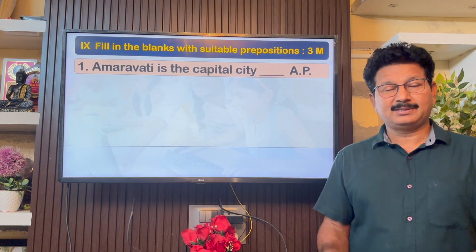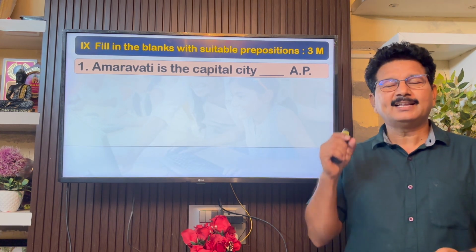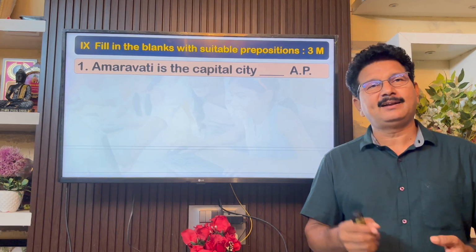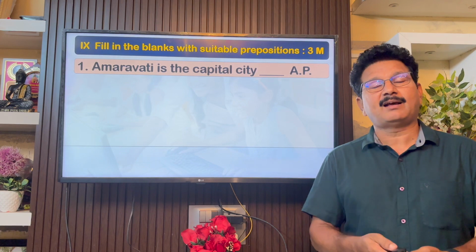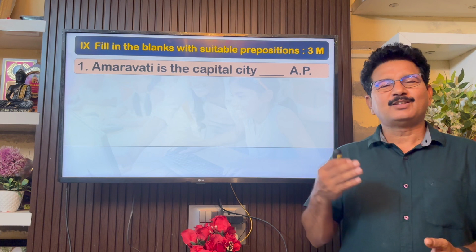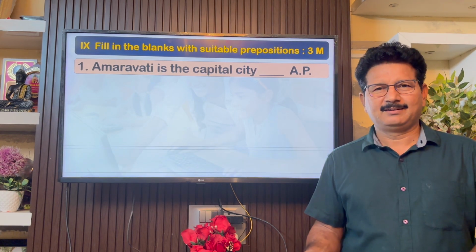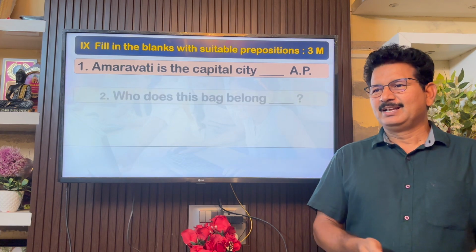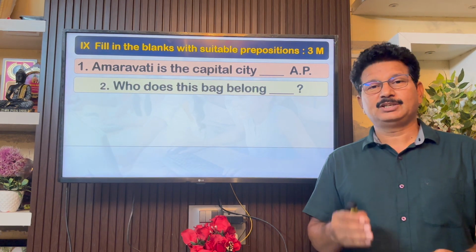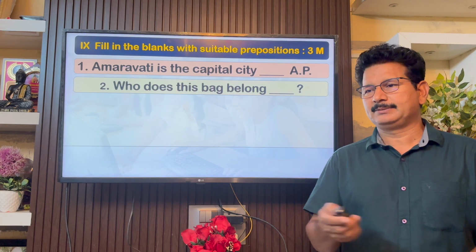Amaravati is the capital city dash AP. So read the sentence again and again and then try to use one suitable preposition, and then you can decide, and after using that preposition, you just read the sentence. If it fits well, it's fine. Otherwise, you should think of the rules. So here, Amaravati is the capital. Think about it. The second one, who does this bag belong dash? Most of these questions end with prepositions, and you just think about it.